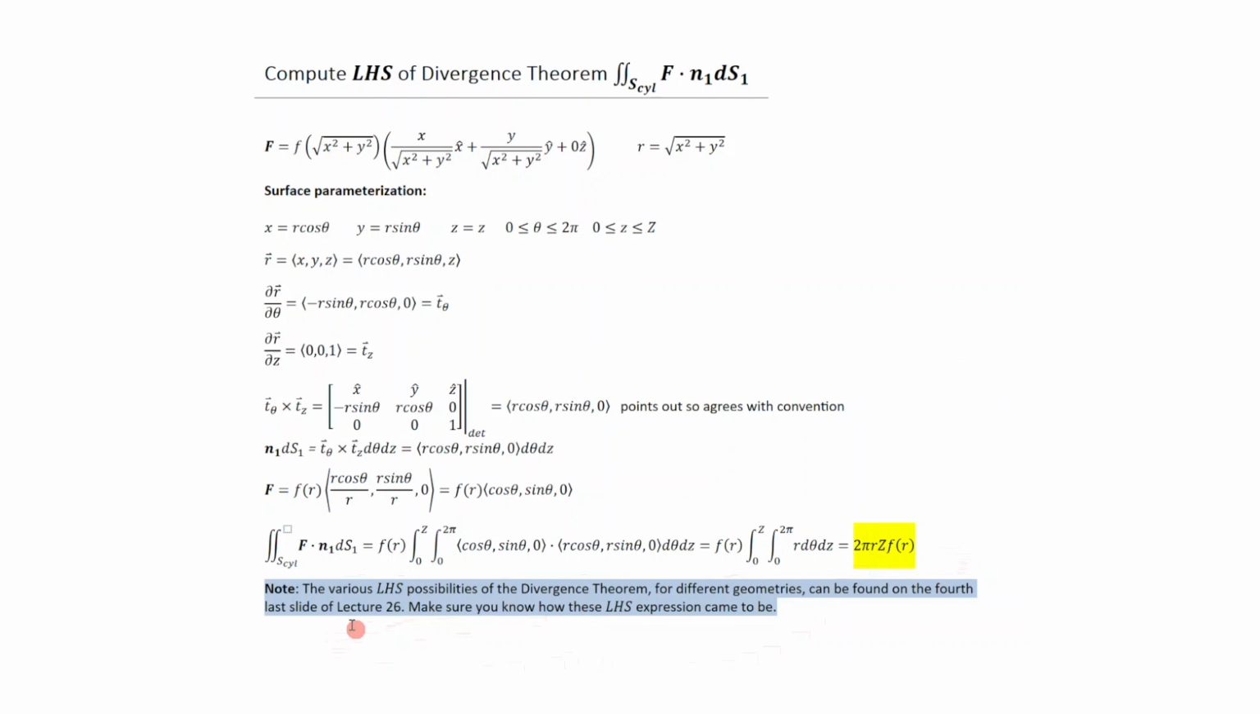All right, so the various left-hand side possibilities of the divergence theorem for different geometries can be found on the fourth last slide of lecture 26. Make sure you know how these left-hand side expressions came to be.